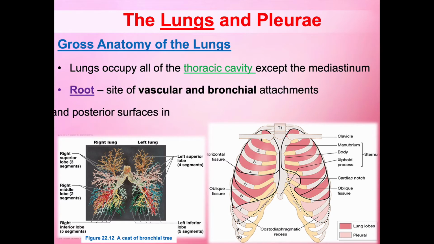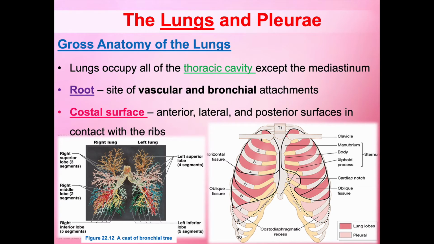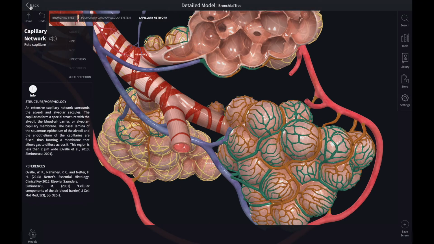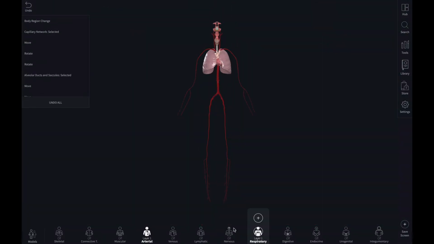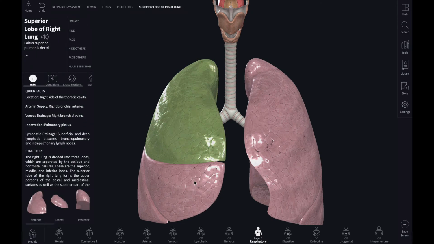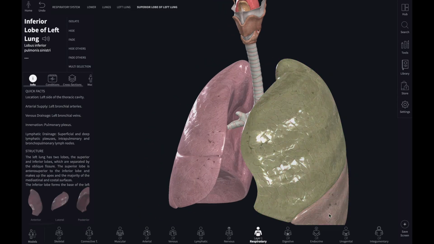Now coming to the lungs and the pleura, there are two lungs, the right lung and the left lung. This is the right lung and this is the left. The right lung has 3 lobes: the upper lobe, middle lobe and lower lobe, whereas the left lung has only 2 lobes, the upper lobe and the lower lobe.